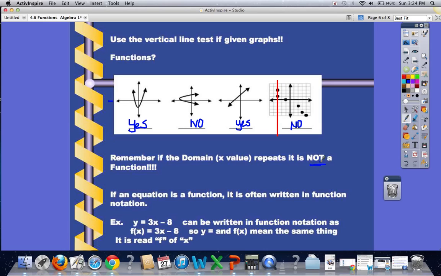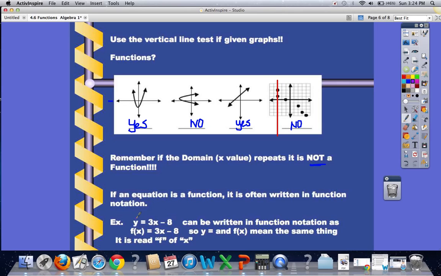All right. So if an equation is a function, it's often written in what's called function notation. Let me change my color. Let's do purple. So for instance, your equation y is equal to 3x minus 8 can also be written in function notation as f with the parentheses and x inside it equals 3x minus 8. When you read this, it's f of x. F of x is equal to 3x minus 8. So y equals and f of x mean the same thing.